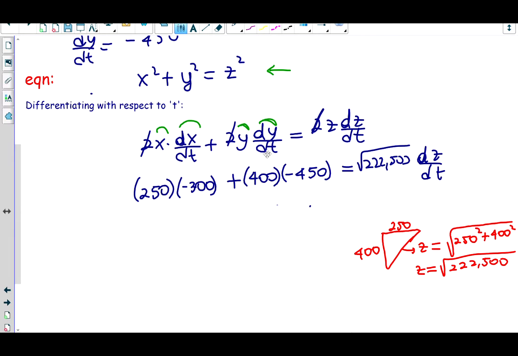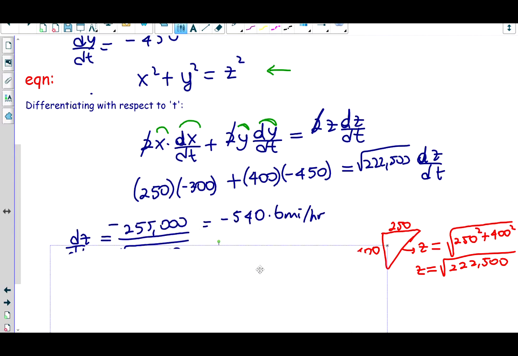You can combine all these numbers on the left-hand side to get a single number. If you do that, you're going to get negative 255,000. That equals the square root of this quantity times dz/dt. So to solve for dz/dt, you're going to have to divide by that square root. When you do that, the final answer will be negative 540.6 miles per hour.